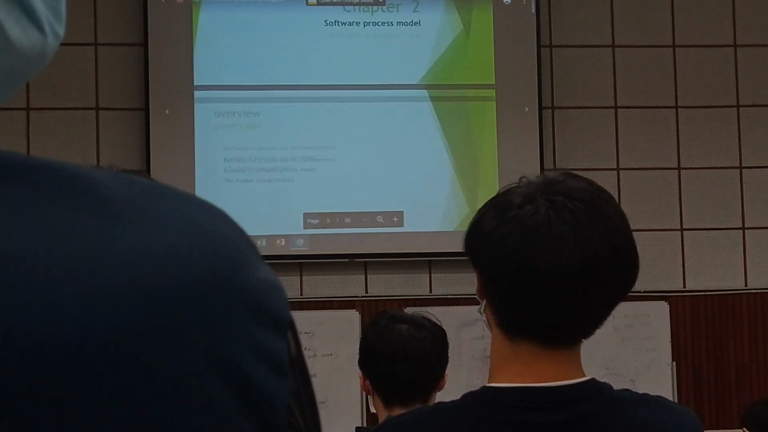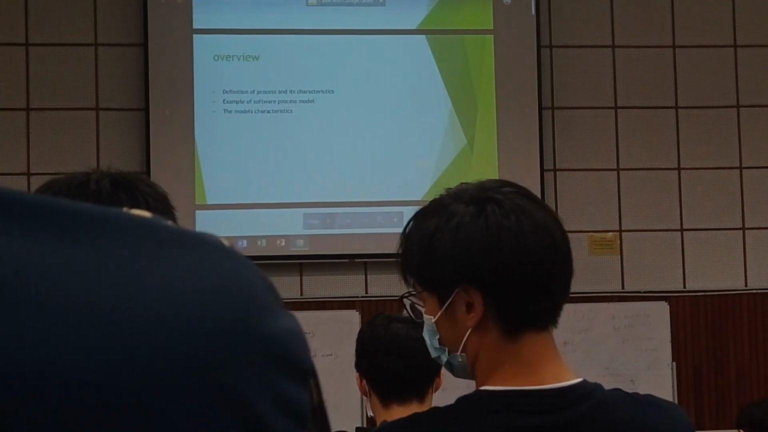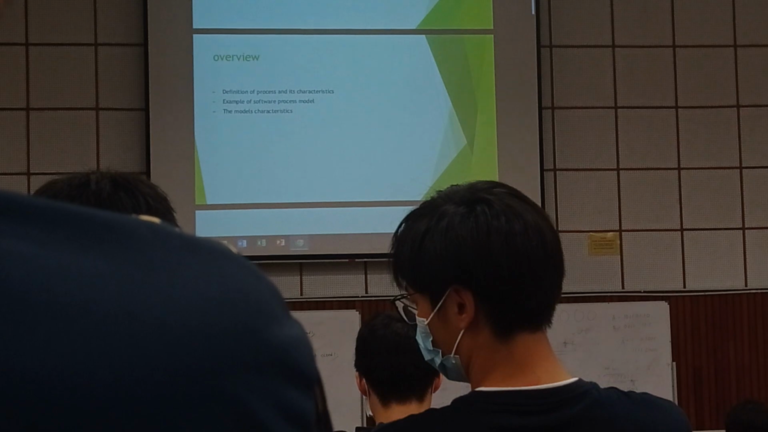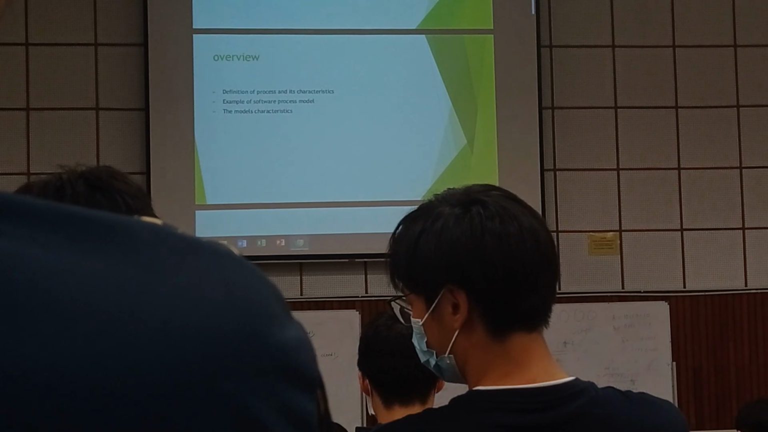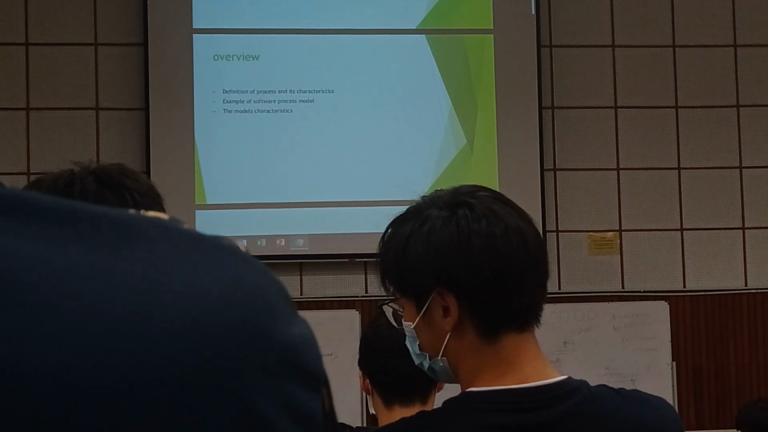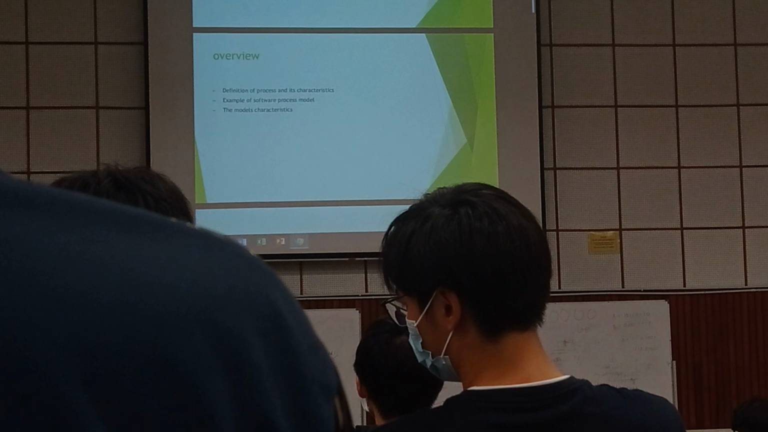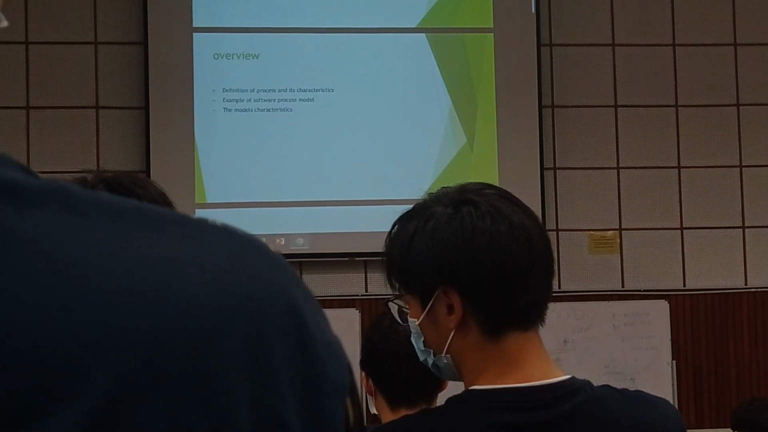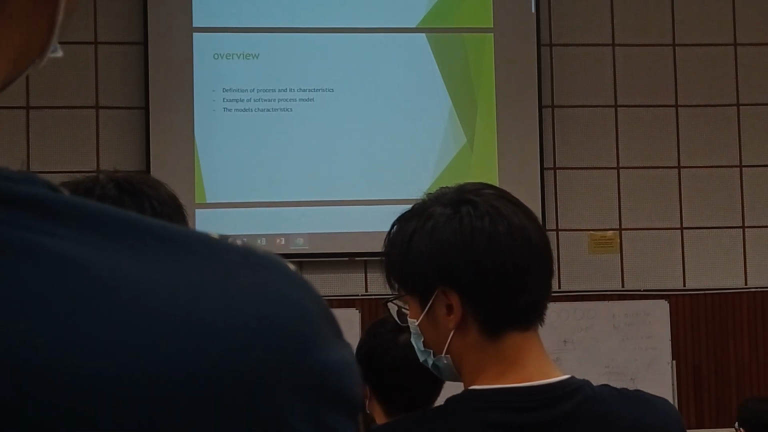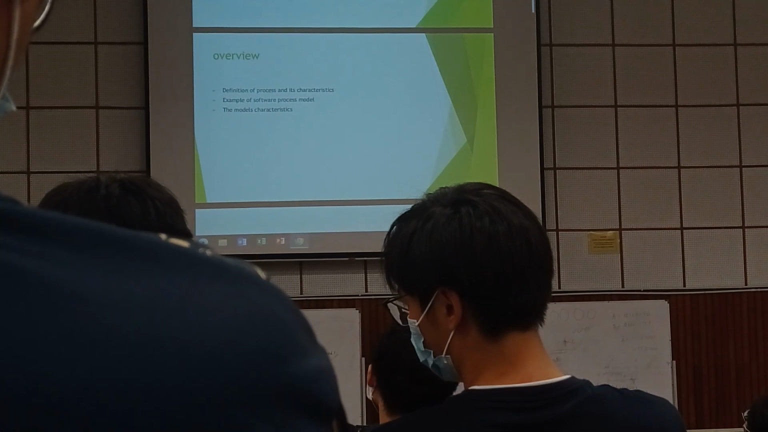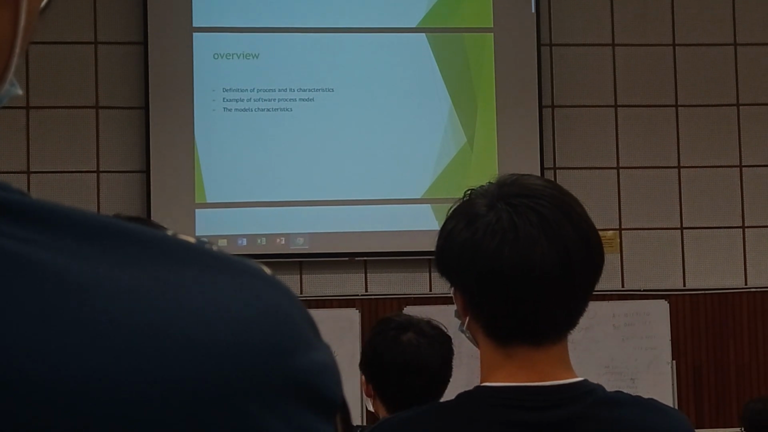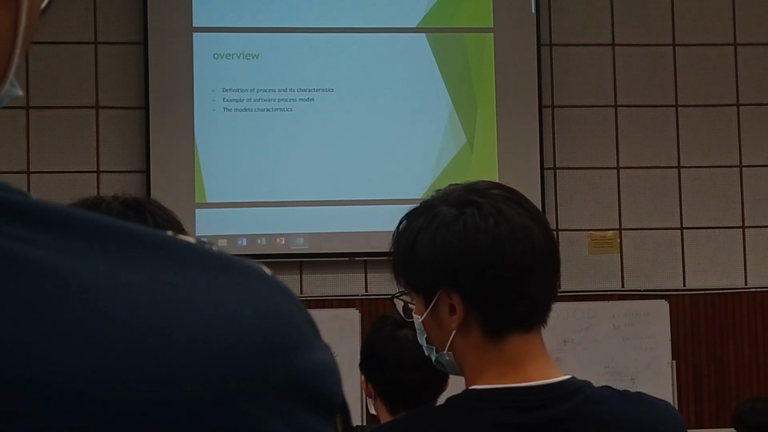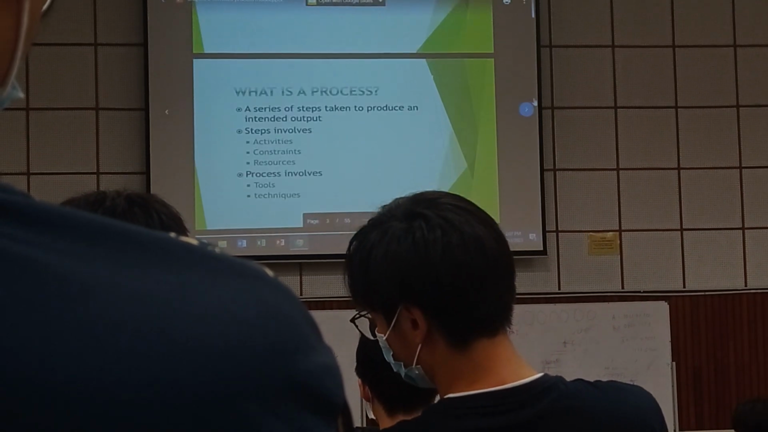So for chapter 2, what we're going to cover is the definition of process and the characteristics of process. And then when we talk about the software process model, this chapter is very important for the assignment. Please take note. If you don't know what this chapter is about, then you're not able to do your assignment. And then, what are the characteristics of each model? So this is mainly what we're going to cover in this topic.